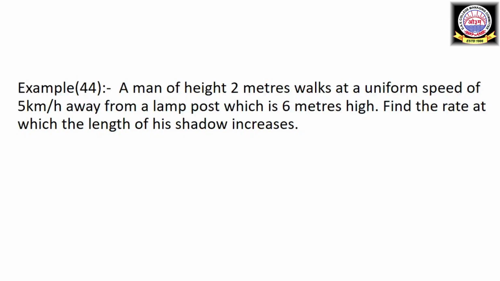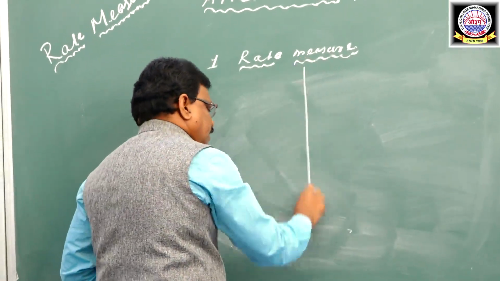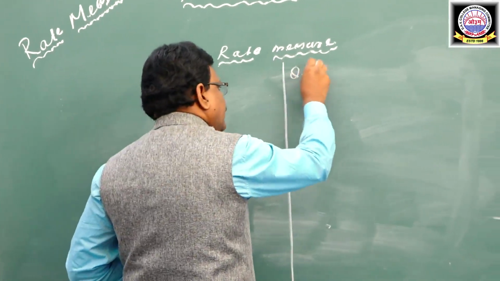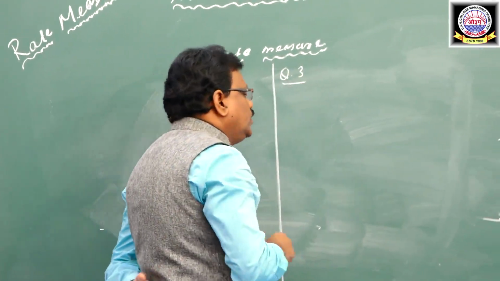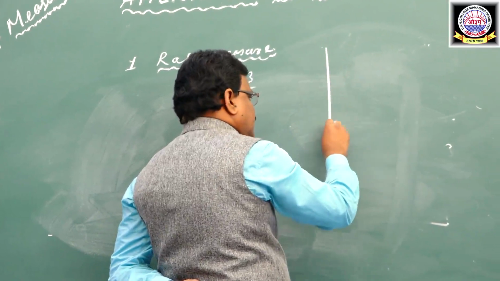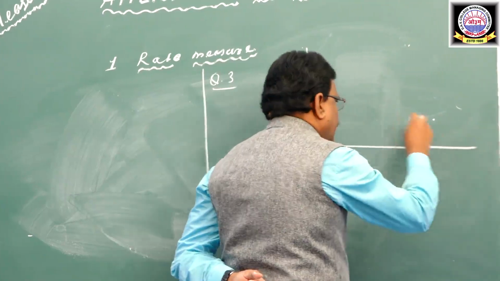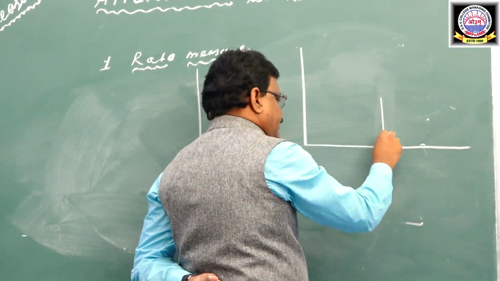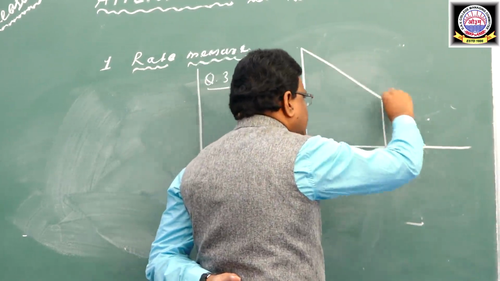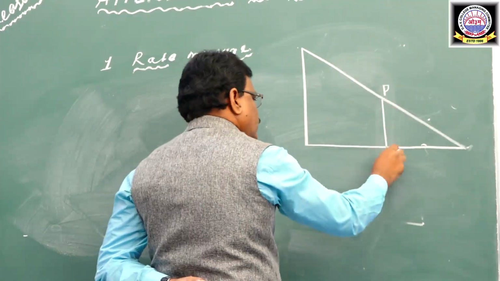Read this question twice, then you will solve it. Okay, I am only writing what data is given here. Question number 3: a man of height 2 meters is given and a lamp post is here. Suppose this is the lamp post. The man is moving in this way, the height of the man is like this, and the shadow is cast here. So I am writing, say PQ is the man.